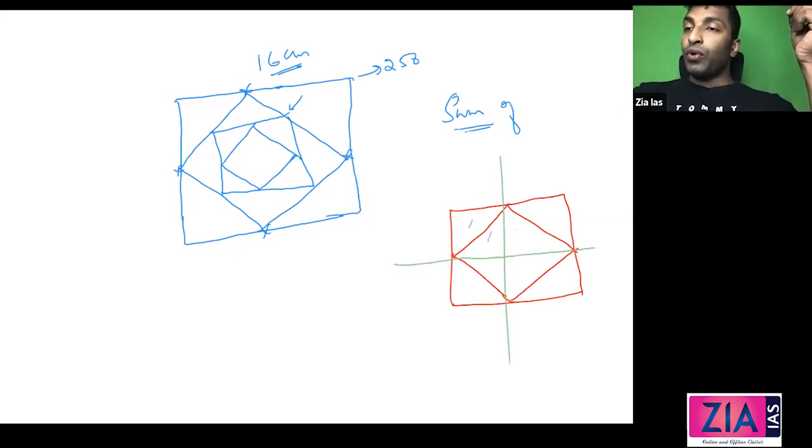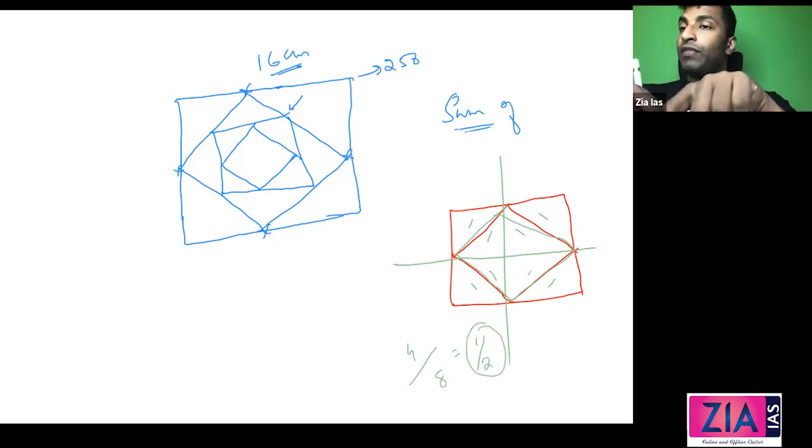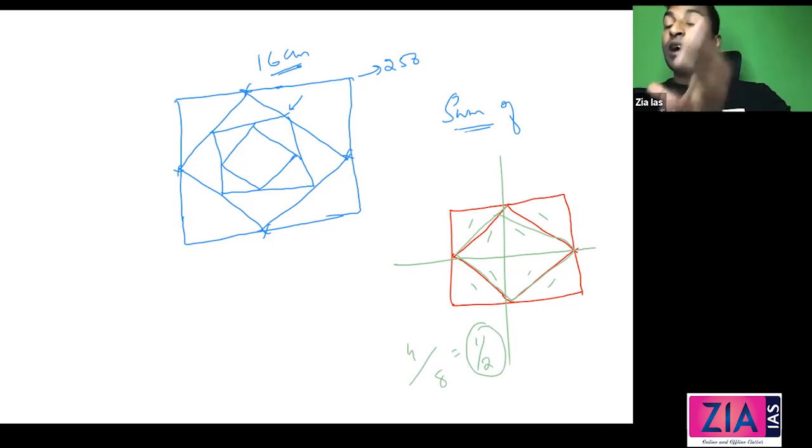1, 2, 3, 4, 5, 6, 7, 8. 8 portions are there. Out of which, how many belong to the newly formed square? 4 belong to the newly formed square. So the newly formed square is actually 1 by 2 of the previous one. You don't want to do all these things every time, but this is also one of the methods in which you can find the areas. If they're asking you what is the area of this portion, this one which I'm asking you, it is 1 by 8.